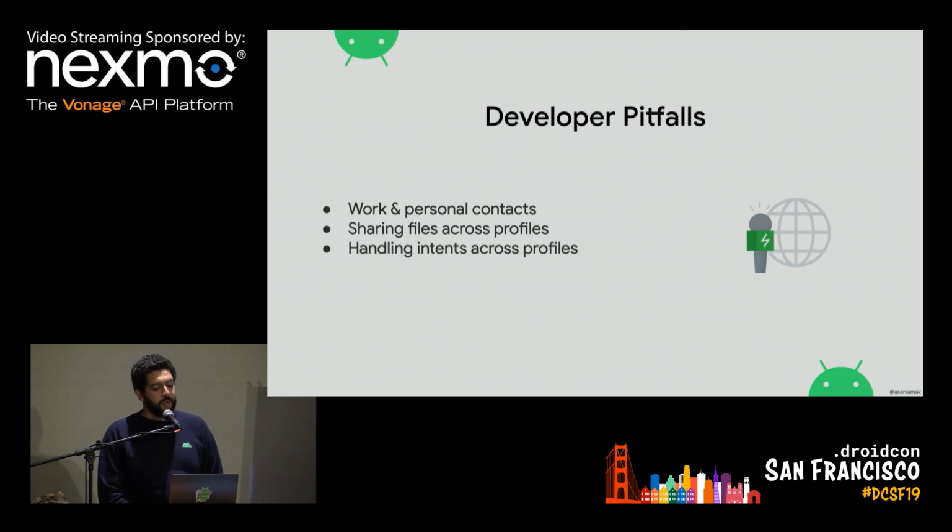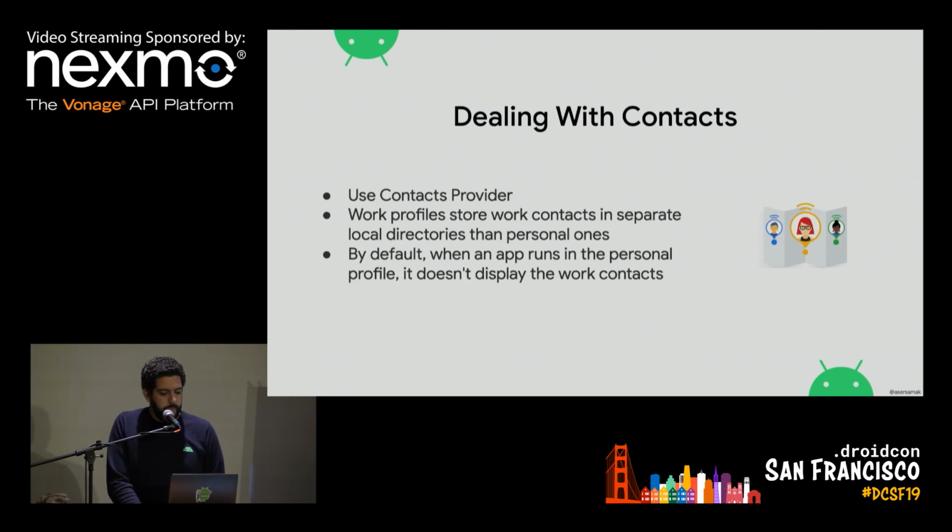The first, and the most common, is work and personal contacts. If your app is dealing with contacts, a lot of people face issues trying to load or deal with work contacts. We'll also cover sharing files across profiles and how profiles restrict and allow access to each other. And then finally, we'll talk about handling intents and how intents can cross profiles as well. And by profiles here, I mean work profile and personal profile.